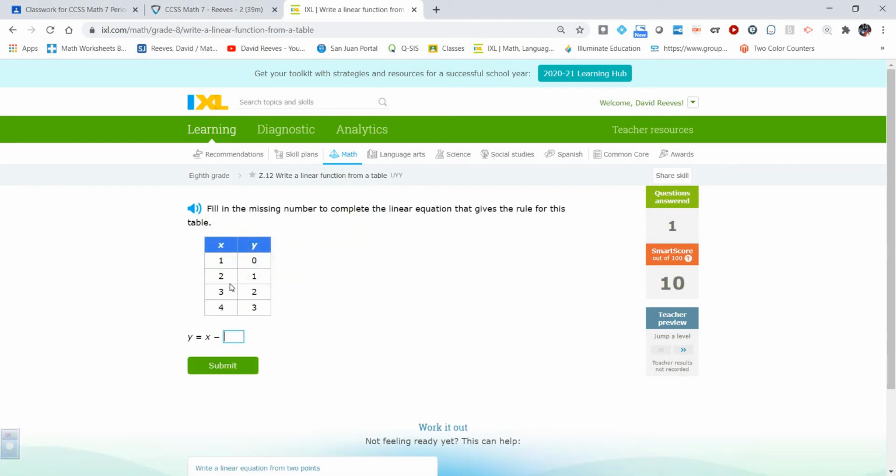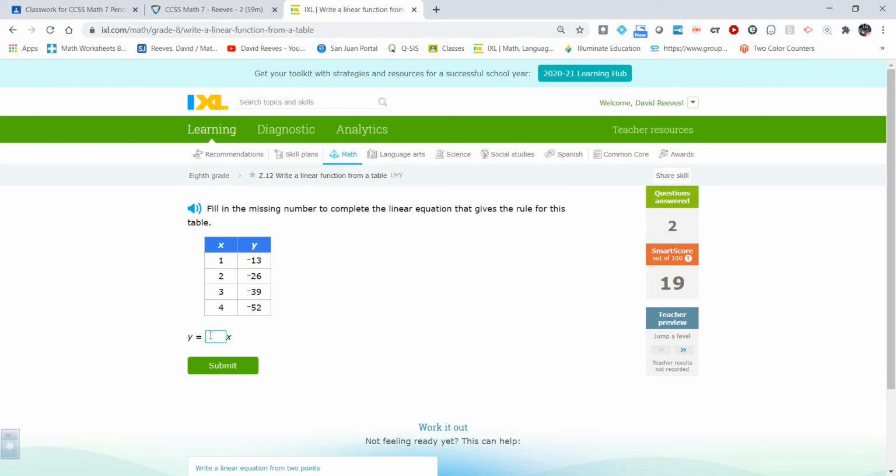All right, what about this one? Well, they've already set up the beginning. Y is equal to x minus something. Well, what are they doing? We are simply subtracting 1 every time, right? Minus 1, minus 1, minus 1. How do I get y from x? I simply subtract 1. All right, again, they're being nice to us.